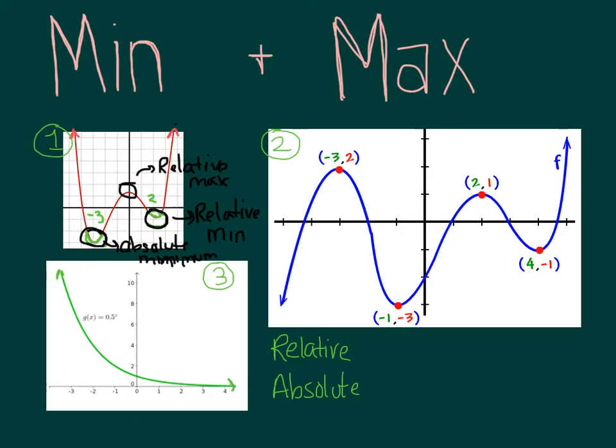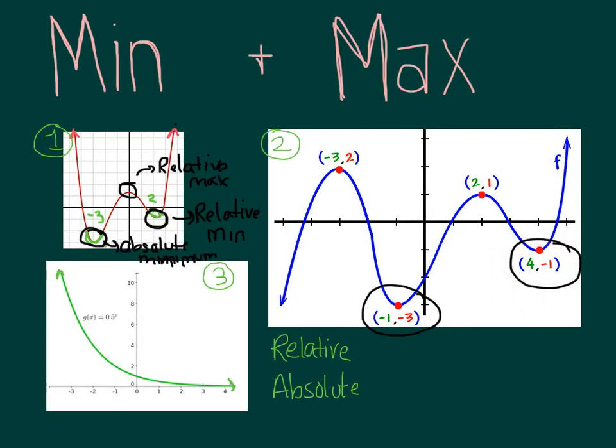All right, let's look at example 2 here, where we also see that the points have already been labeled for us. So minimums, or lower points, would be -1, -3, and 4, -1. And this is an appropriate way to label them with actually their coordinate points. You'll notice that -1, -3 is lower on the graph than 4, -1.